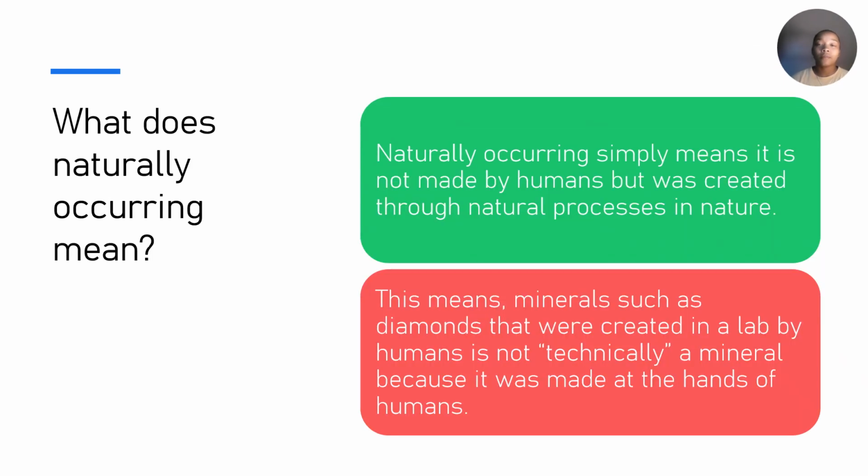So what does it mean to be naturally occurring? Naturally occurring simply means it is not made at the hands of humans, but was created through natural processes that take place in nature. So, for instance, diamonds grown in a lab technically are not real minerals since they were created by a human in a laboratory, and not naturally, nor in nature.